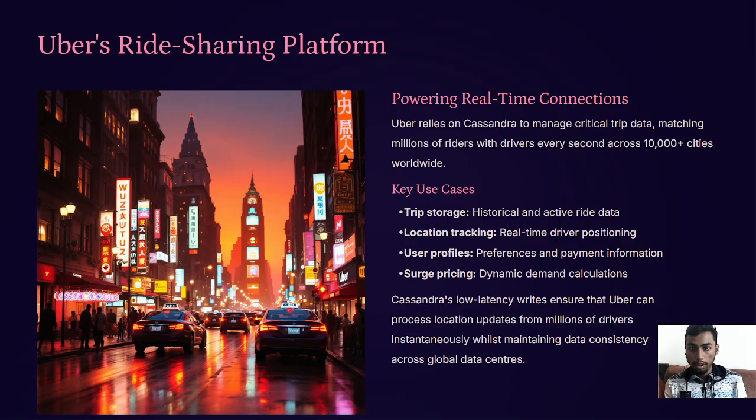Surge pricing, the pricing is basically based on the kilometers we travel. So surge pricing is also an algorithm which we run on the data. The data is stored again on Apache Cassandra because it's a very huge data. We have to run algorithms on very large data so that we can price effectively. So Cassandra's low latency writes ensure that Uber can process location updates from millions of drivers instantaneously.